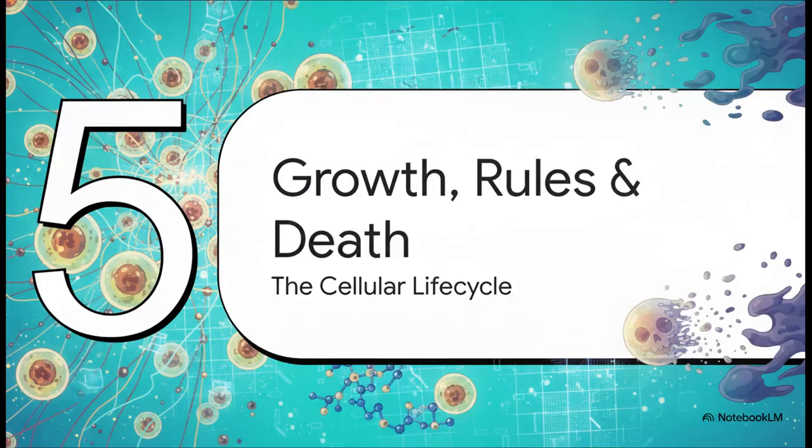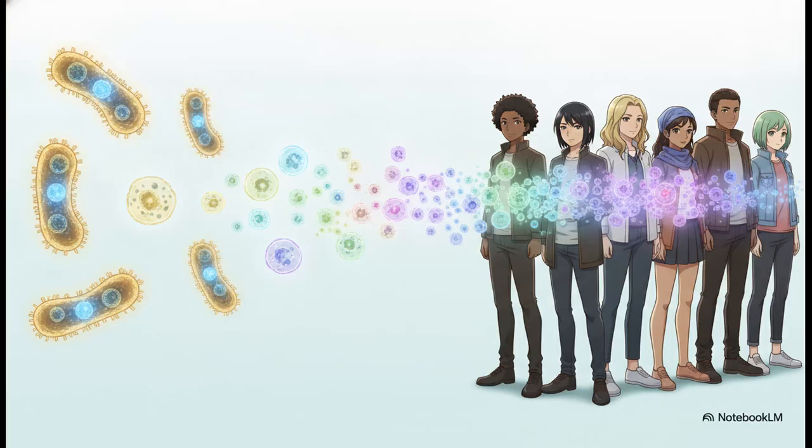Finally, Section 5, Growth, Rules, and Death, the Cellular Life Cycle. All of these cellular rules are grounded in what we call the classical cell theory. It lays out 3 foundational laws. First, all living organisms are made of one or more cells. Second, the cell is the basic unit of structure and function in all living things. And third, all cells arise from pre-existing cells.